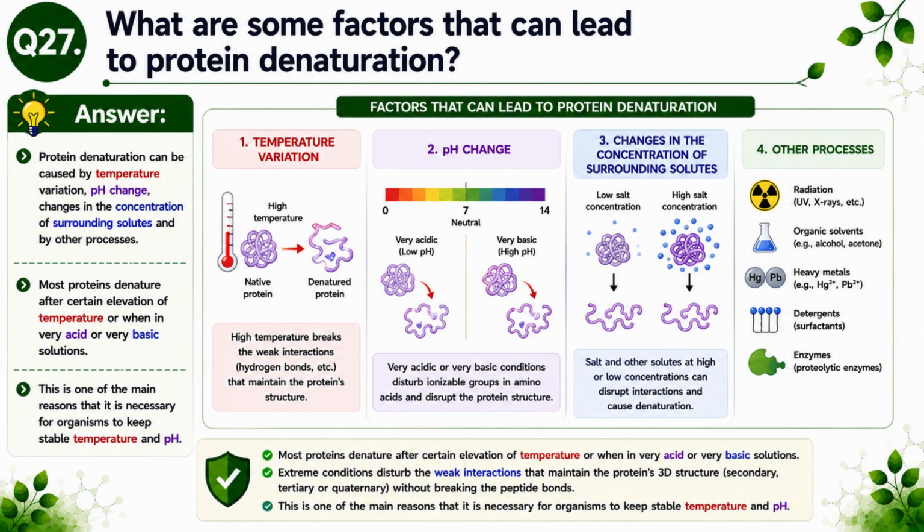Question number 27. What are some factors that can lead to protein denaturation? Answer. Protein denaturation can be caused by temperature variation, pH change, changes in the concentration of surrounding solutes, and by other processes. Most proteins denature after certain elevation of temperature or when in very acid or very basic solutions. This is one of the main reasons that it is necessary for organisms to keep stable temperature and pH.